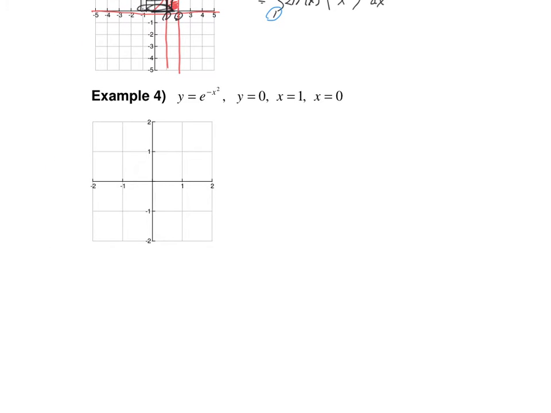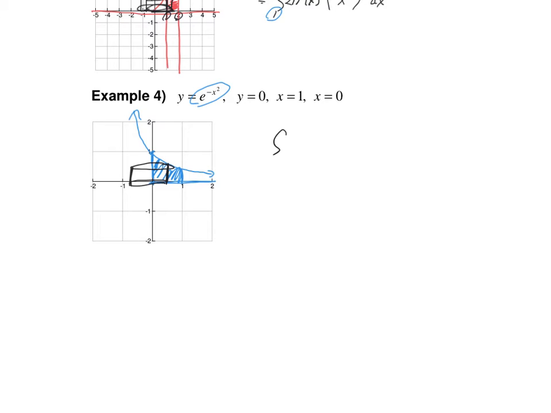So now we know this guy's going to be exponential decay. If x is 0, we're at 1, and we know we're going to be decaying closer and closer. How close, I'm not really sure, but it's going to get smaller. I've got y equals 0. I've got x equals 1 and x equals 0. So we're looking at this section here. We're still revolving around the y-axis. So take your representative slice. Revolve that representative slice.